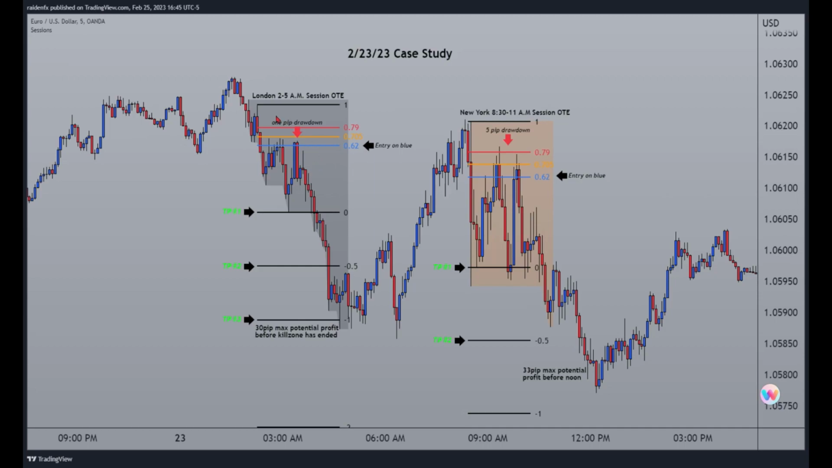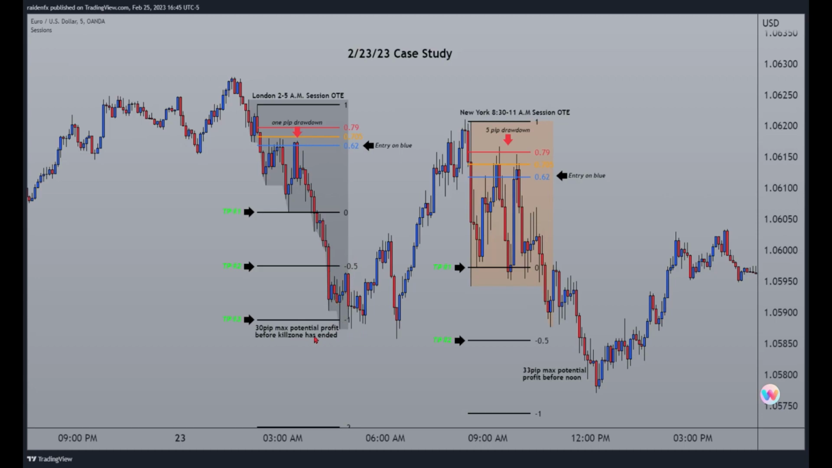Alright, so here's the swing high, swing low. Price comes back at the 62%, gives you about a 1 pip drawdown. And this is typically my take profit here. So price came in this case study, it came to the first swing low, then to the -0.5 and then -1. I'll be showing these settings on another slide.